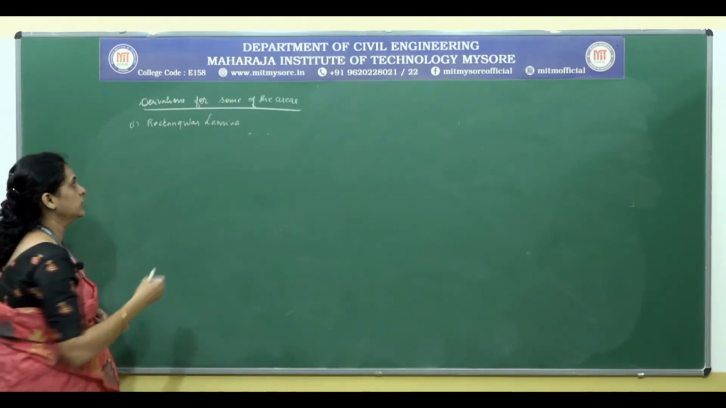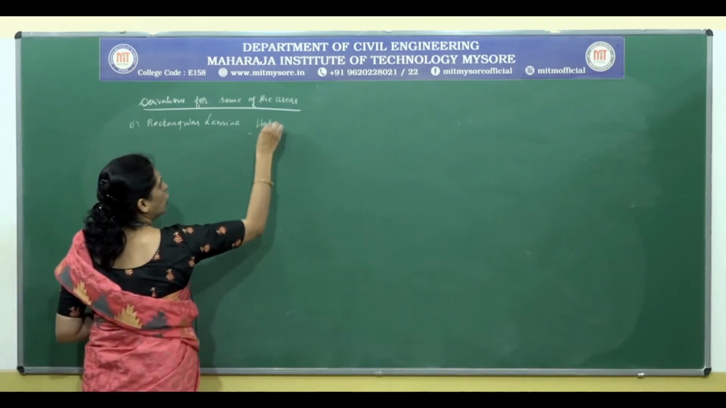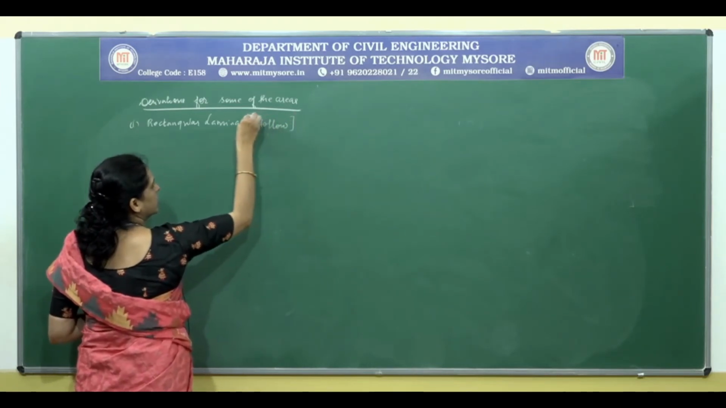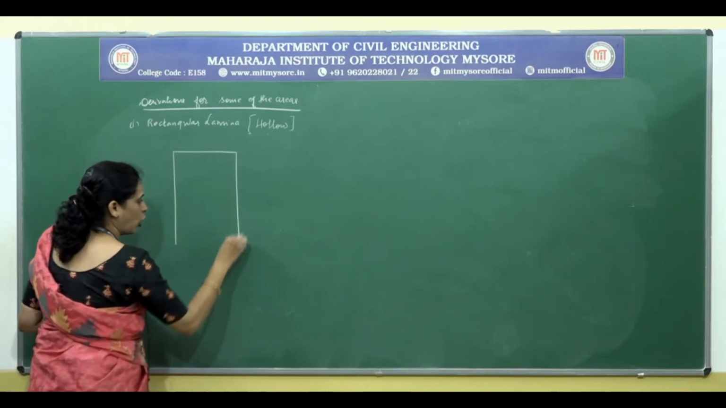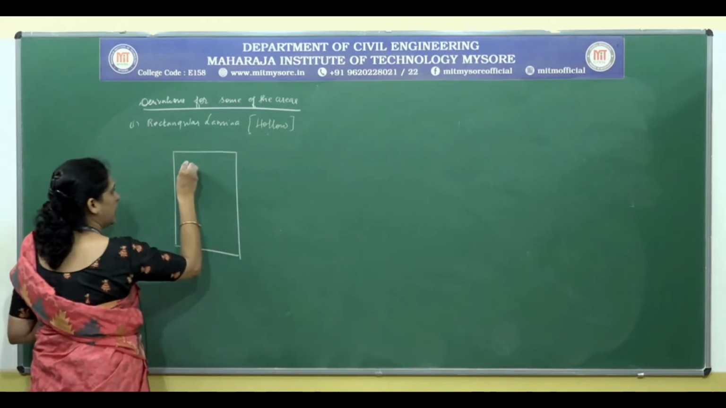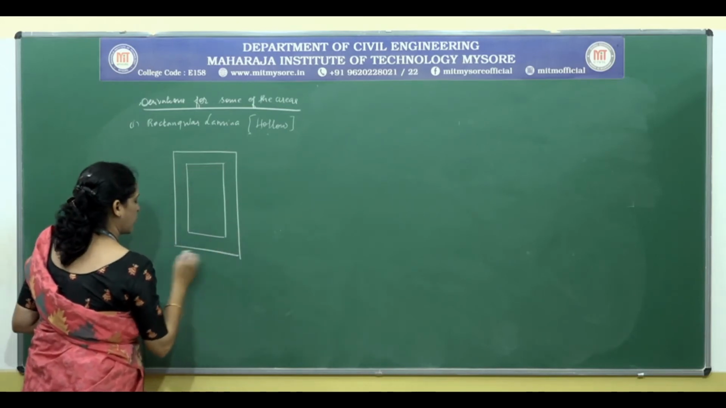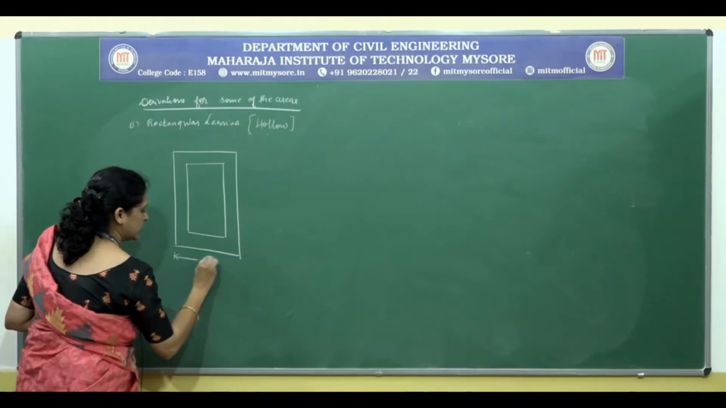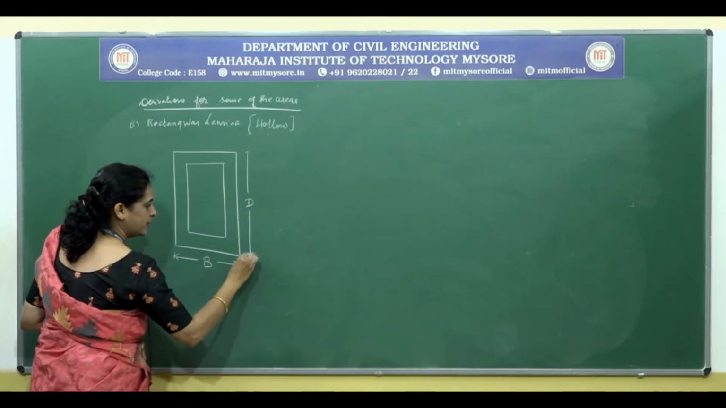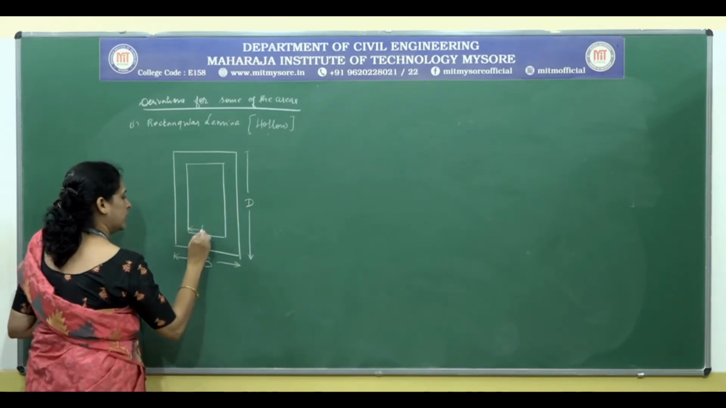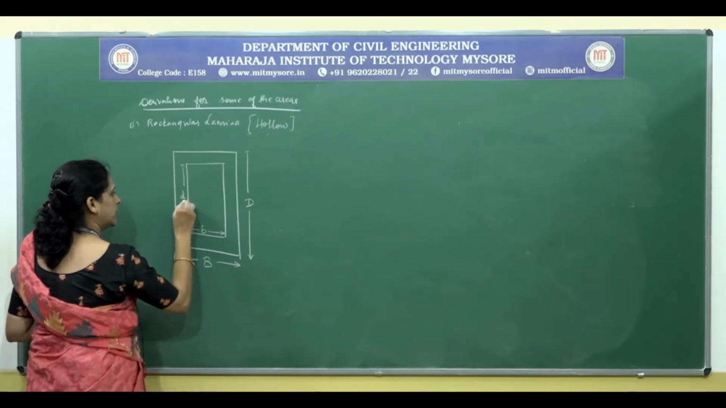The next expression is for a hollow rectangular lamina. So we will consider a hollow rectangular lamina of dimensions B into D, while the inner one will be represented as small b and small d.